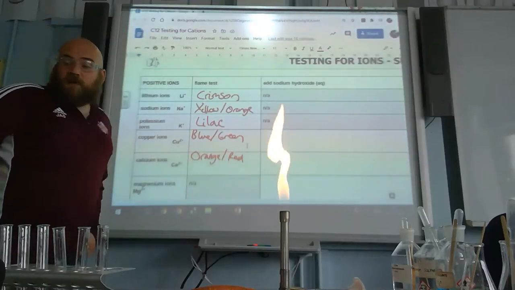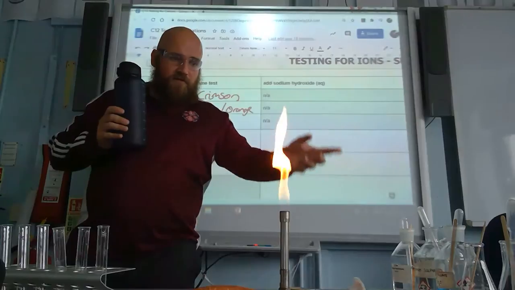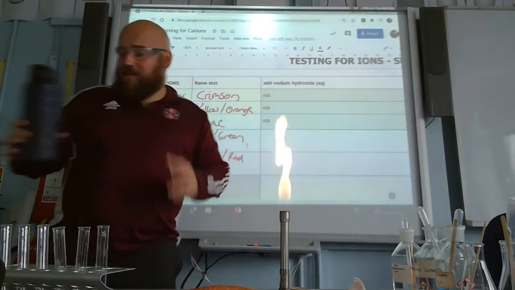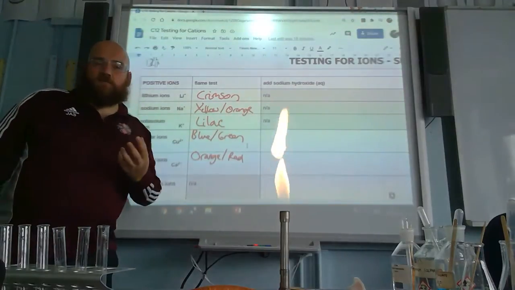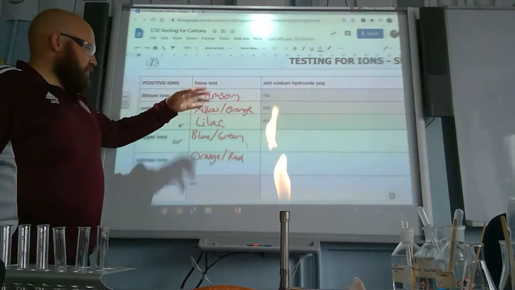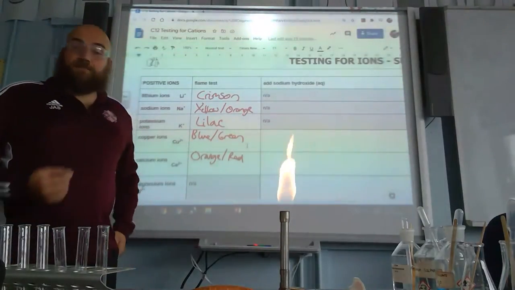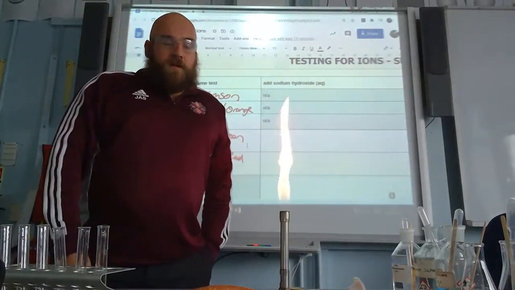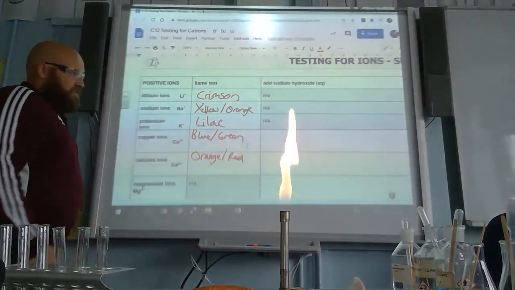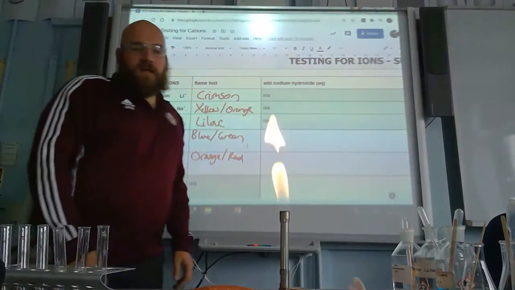And obviously there is a problem as well. If this bottle was to have all of those mixed together in here, all of these different positive ions, then they'll mask one another. So it won't appear crimson, it won't appear yellow, it'll just look like a mixture, and it's very difficult to distinguish between them. But it is a nice, quick and easy test which we can do in chemistry. So that's one way of testing the positive ions, is to do a flame test, and you need to know these colours here and the corresponding ions.